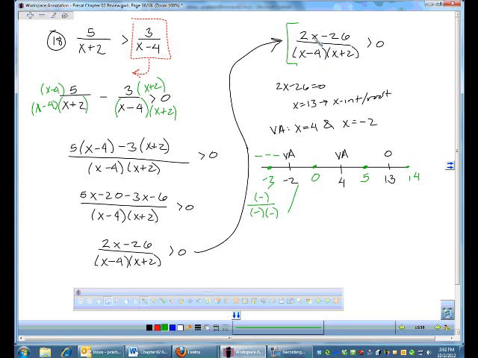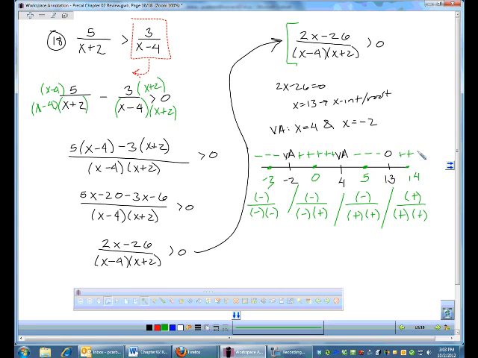If I plug in 0, 0 minus 26 is negative. 0 minus 4 is negative. 0 plus 2 is positive. 2 negatives and a positive give you a positive. Plug in 5. 2 times 5 minus 26 is negative. 5 minus 4 is positive. 5 plus 2 is positive. And that's going to give me a negative. And then plug in 14. 2 times 14 is 28. Minus 26 is positive 2. 14 minus 4 is positive. And 14 plus 2 is positive.